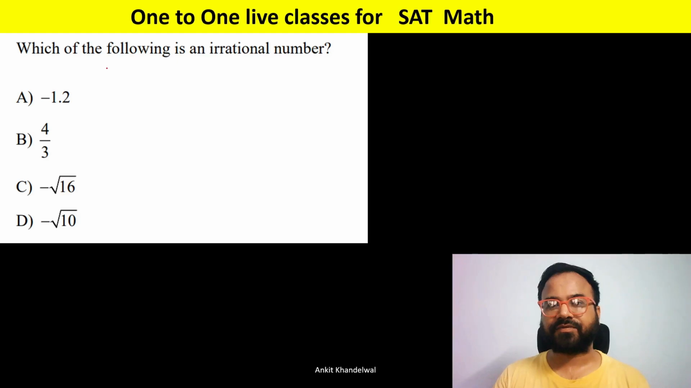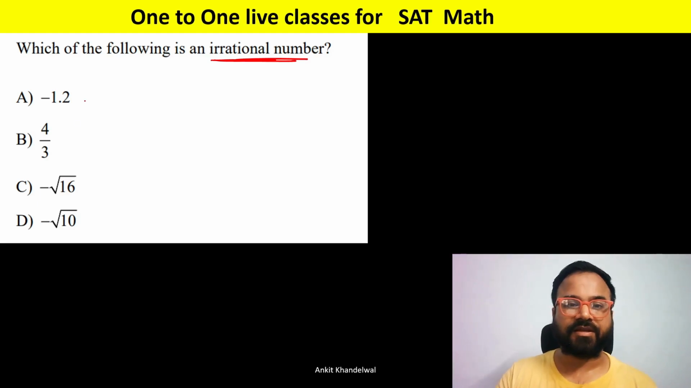Next one, it says which of the following is an irrational number. Irrational number basically means it cannot be represented in the form of p by q, and its decimal expansion is non-terminating and non-repeating. So minus 1.2 is a terminating one, so this is rational.